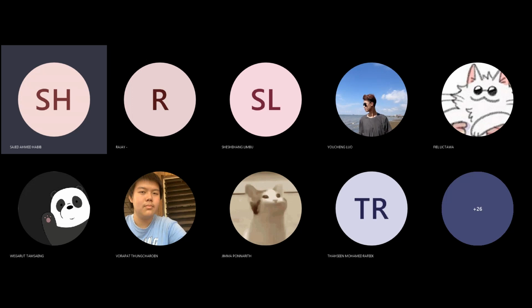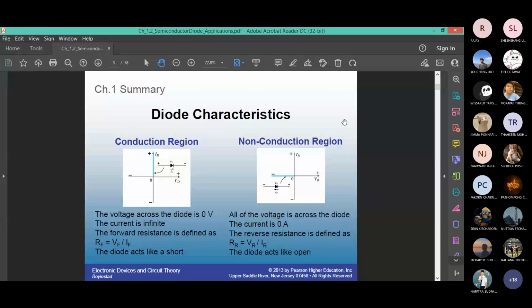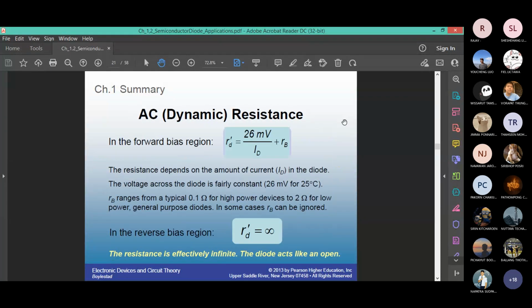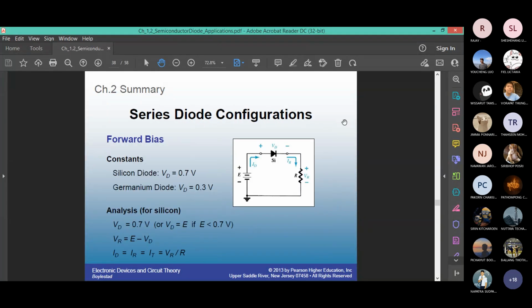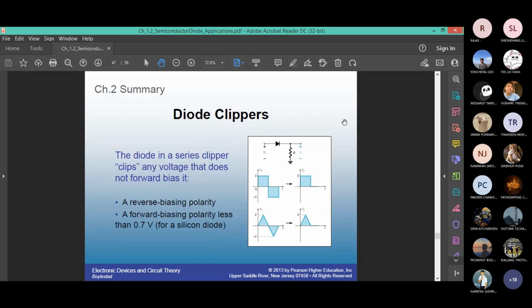Okay, just looking for your lecture slide. Right here. I hope you can see my screen. Let's go directly to the page where we started the clamper.